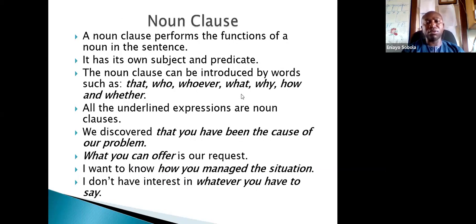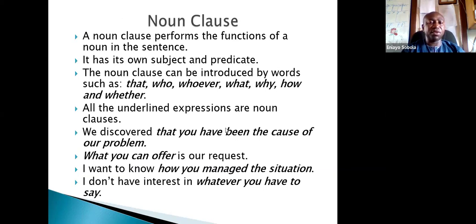The first one is a noun clause. A noun clause performs the function that a noun is meant to perform. And we mentioned that noun clause is introduced by some word, such as that, who, whoever, what, why, how. I will give some examples, as in our previous class.